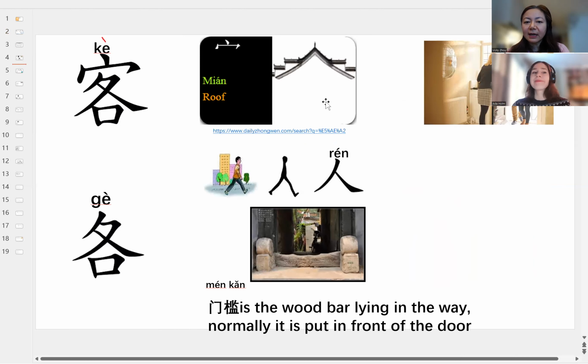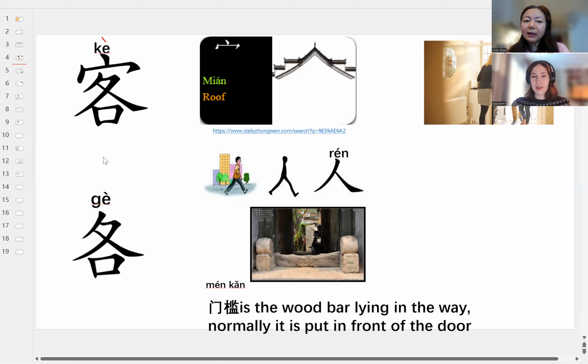We stop here last time. We continue from here. This character is a 客人, means a guest. Let's take a look at what is the component of this 客. On the top, what is it? It's the mian, so roof. And then we have this character, ren. What does it mean? Ren is like human, people.